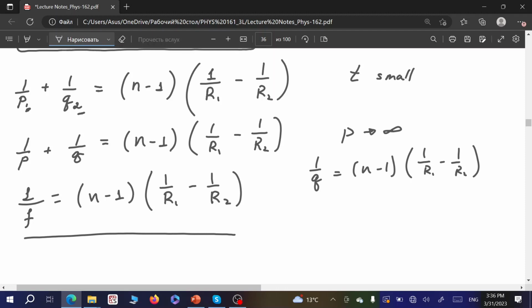Because, for instance, any suggestions why this equation is called the lens maker's equation, but the other one is not? Because we make only one side of the lens? No, because in both cases we have two sides of the lens. You see, we have r1 and r2. In both cases we have both.